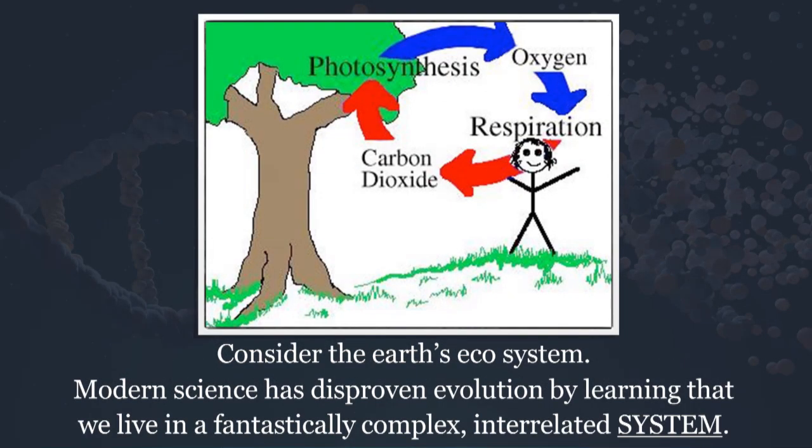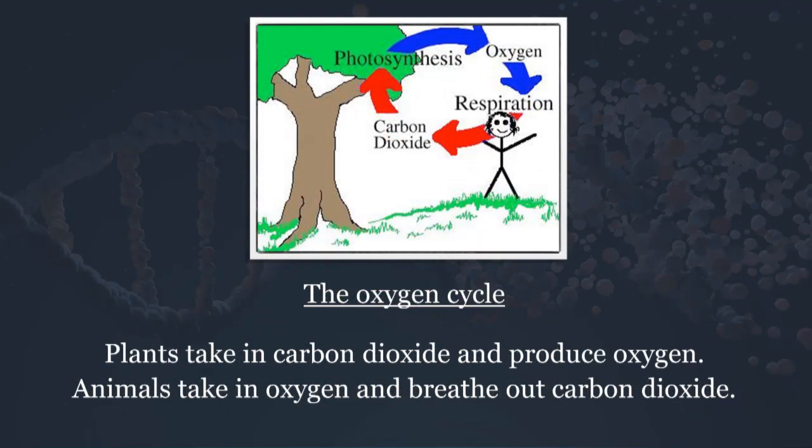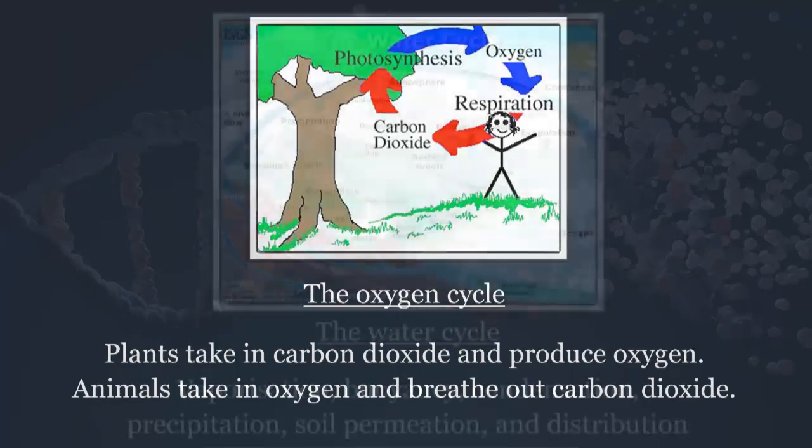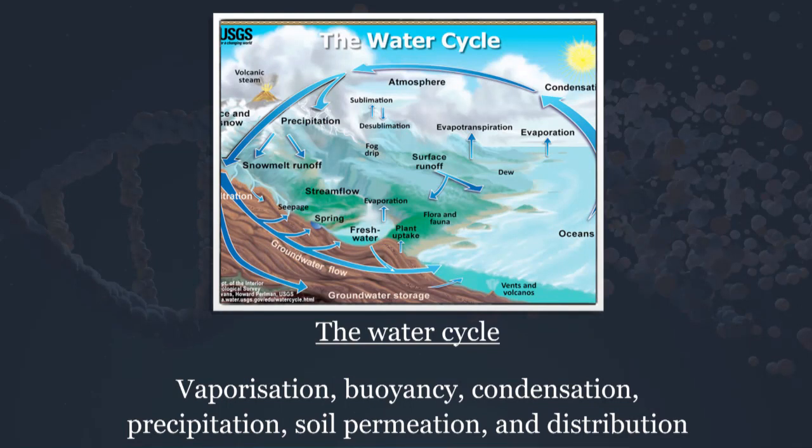Another example of symbiosis, consider the Earth's ecosystem. Modern science has disproven evolution by learning that we live in a fantastically complex, interrelated system. There's the oxygen cycle. Plants take in carbon dioxide and they produce oxygen. You and I, as well as animals, take in oxygen and we breathe out carbon dioxide, so we help each other out. That's symbiosis. The water cycle: you've got vaporization, buoyancy, condensation, precipitation, soil permeation, distribution. Goes up. In evaporation, we say, oh, it's a humid day. That's water rising. That becomes eventually clouds. It rains. It waters our fields so we can eat and drink and live. And it just goes back and forth in the water cycle.